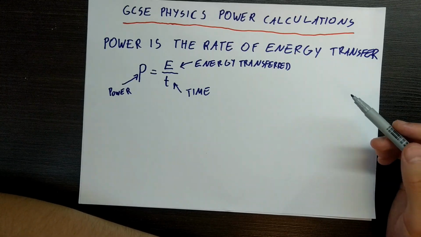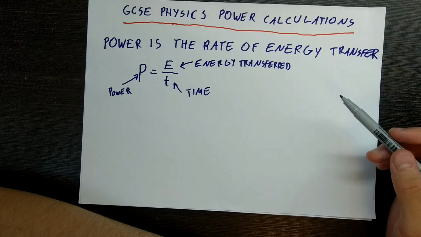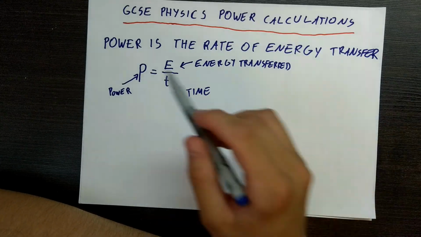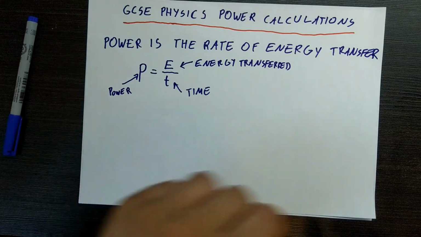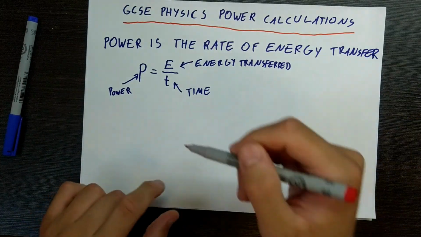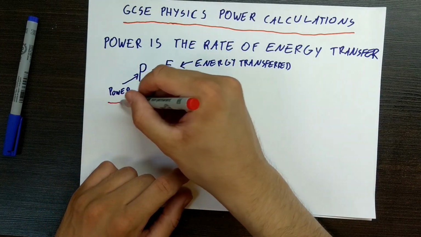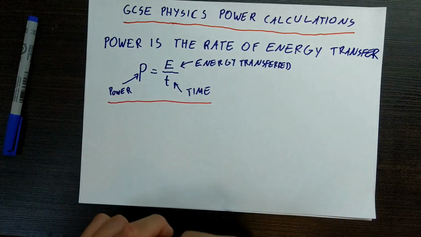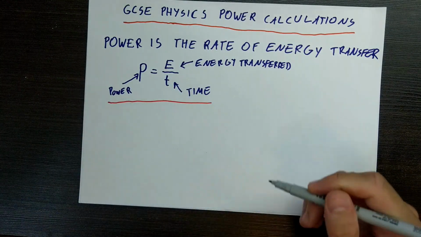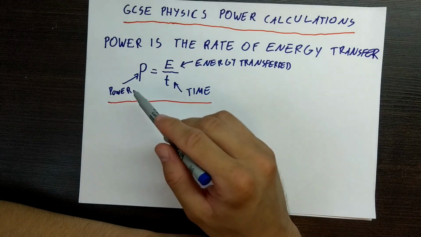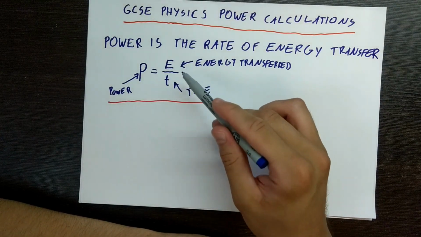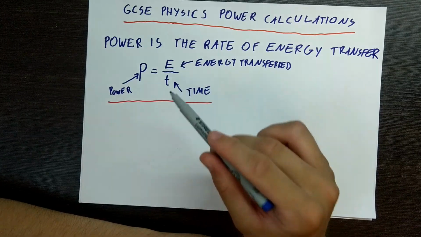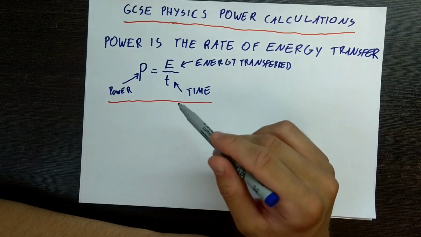Okay, so knowing that power is the rate of energy transfer, this is the equation for power. I'm going to underline it for you because it's quite important. So this is the equation for power. Now, what does it mean? It tells you that power is equal to energy transfer divided by the time that it took to transfer that energy.